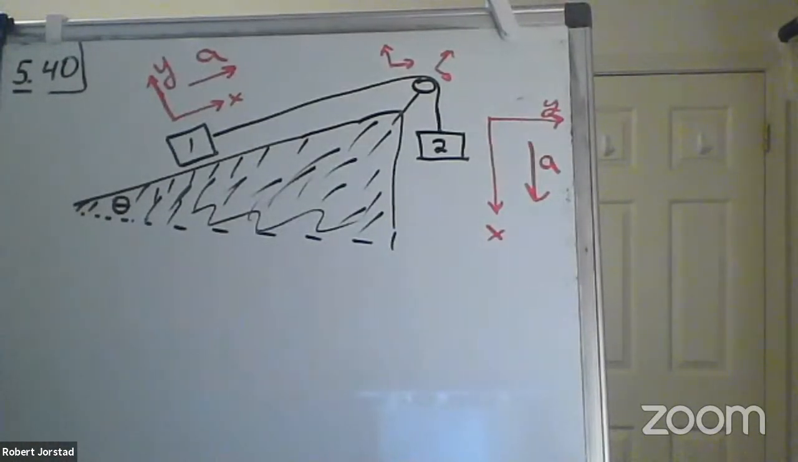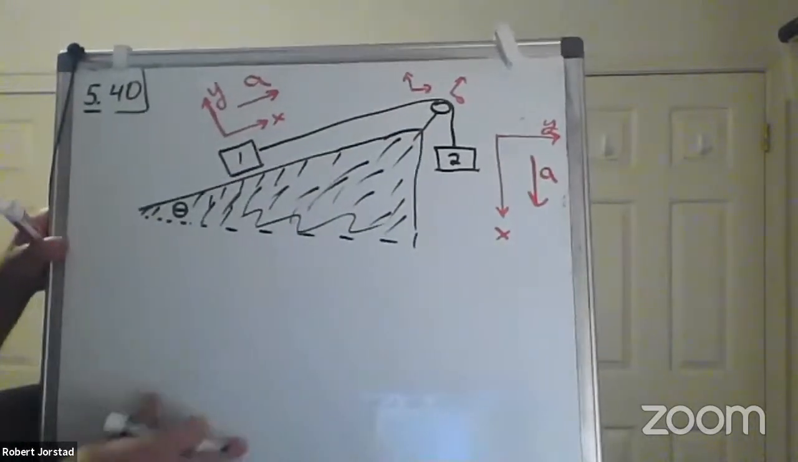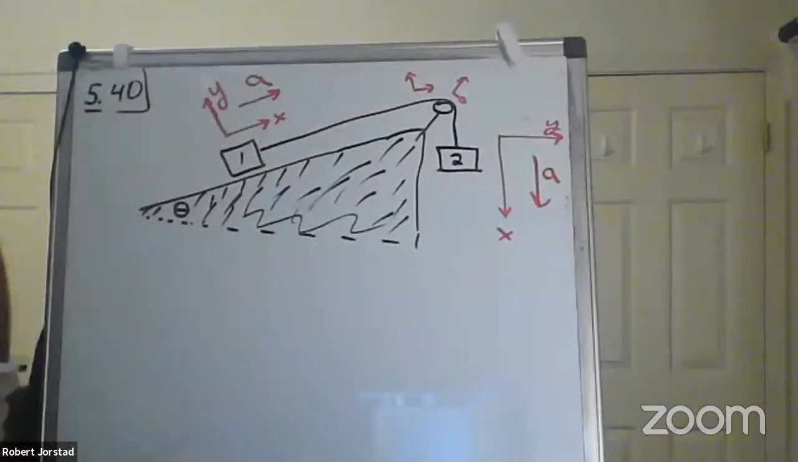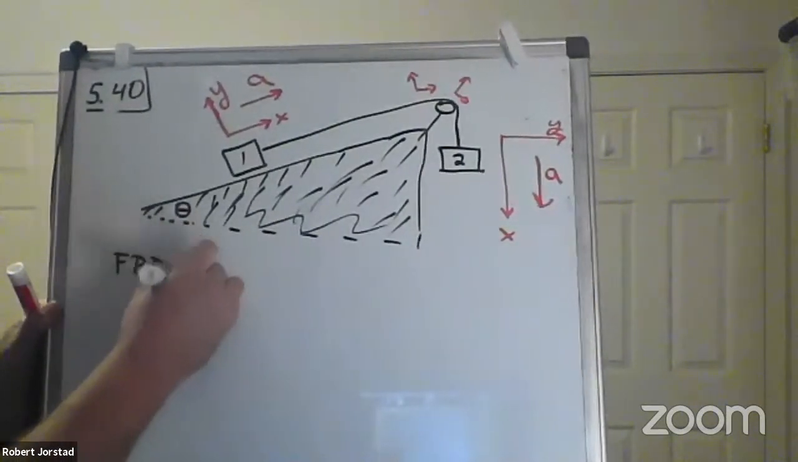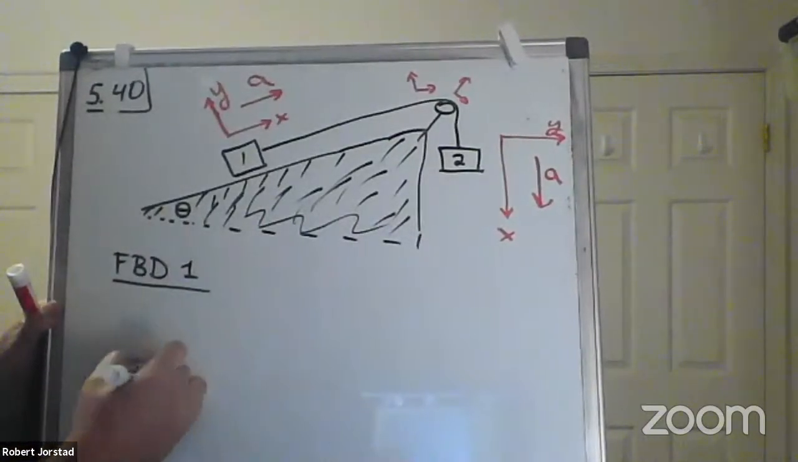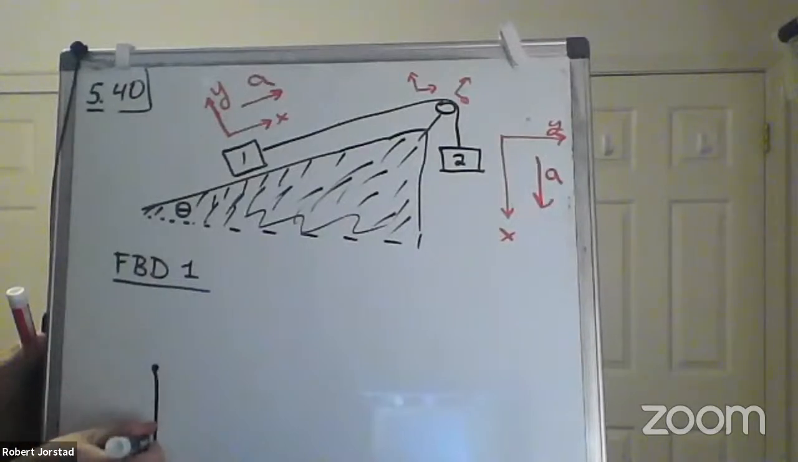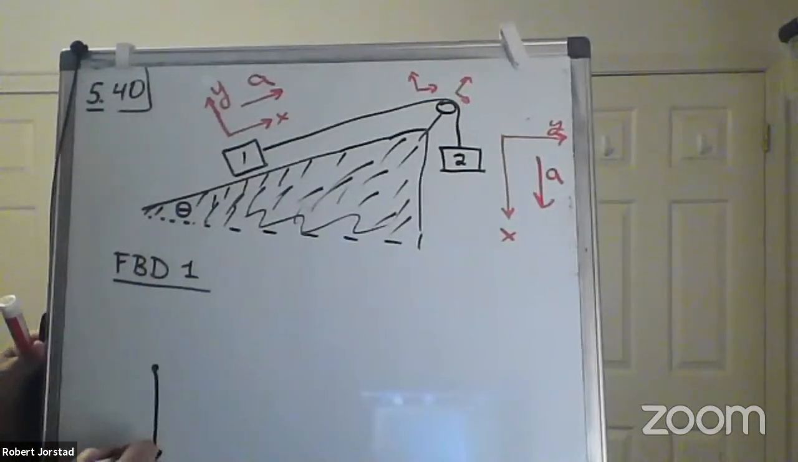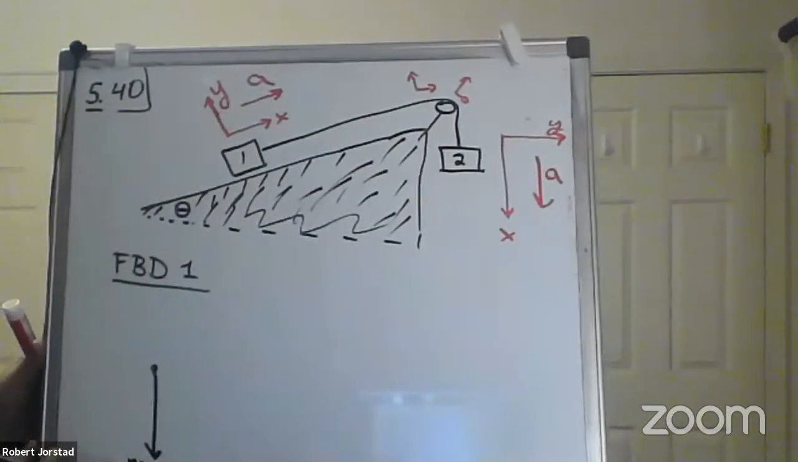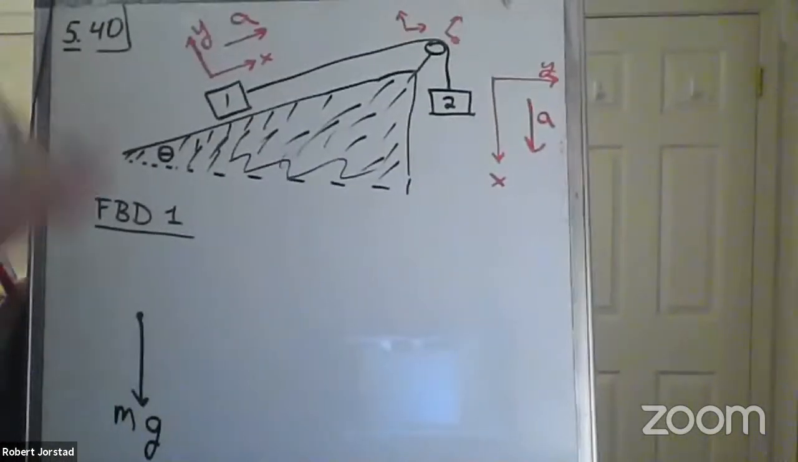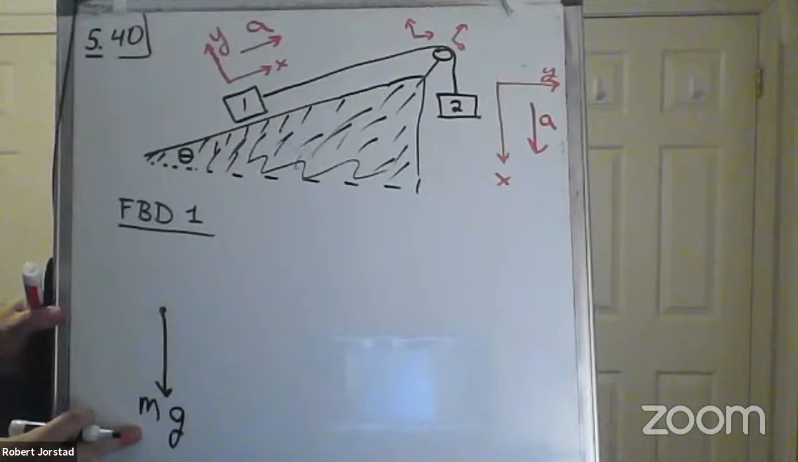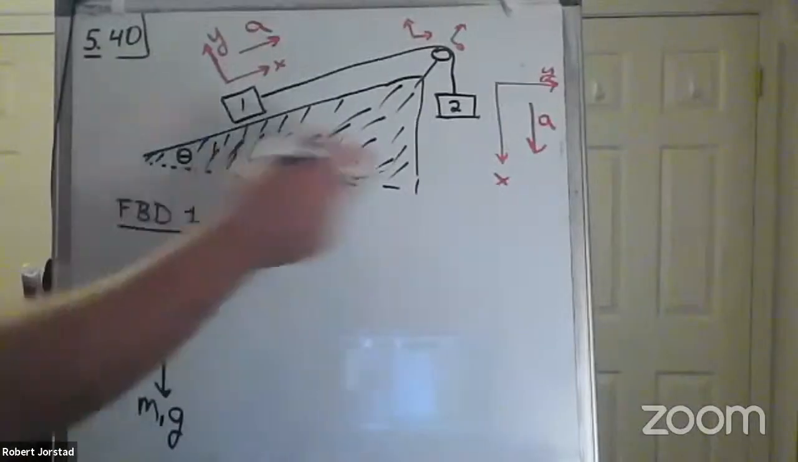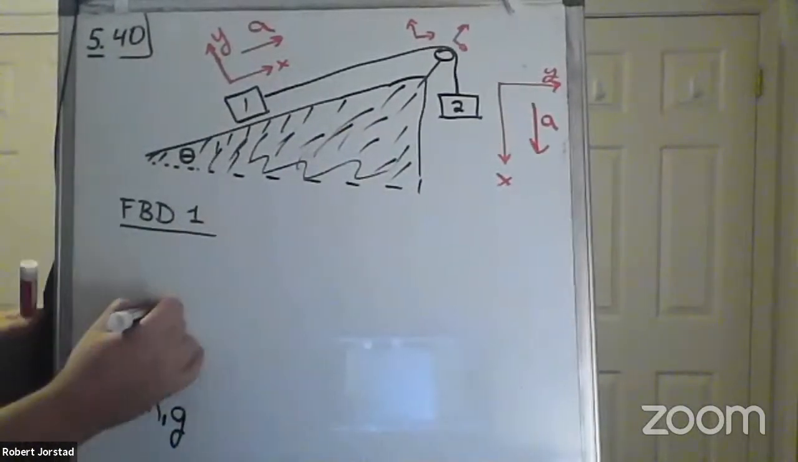So if I do this, let's try and draw the FBDs using these two coordinate systems, all right? So FBD 1. I know gravity is going to pull straight down. But I don't want to write mg. What do I want to write? M1G, because there's two different masses. So you've got to get used to doing subscripts.